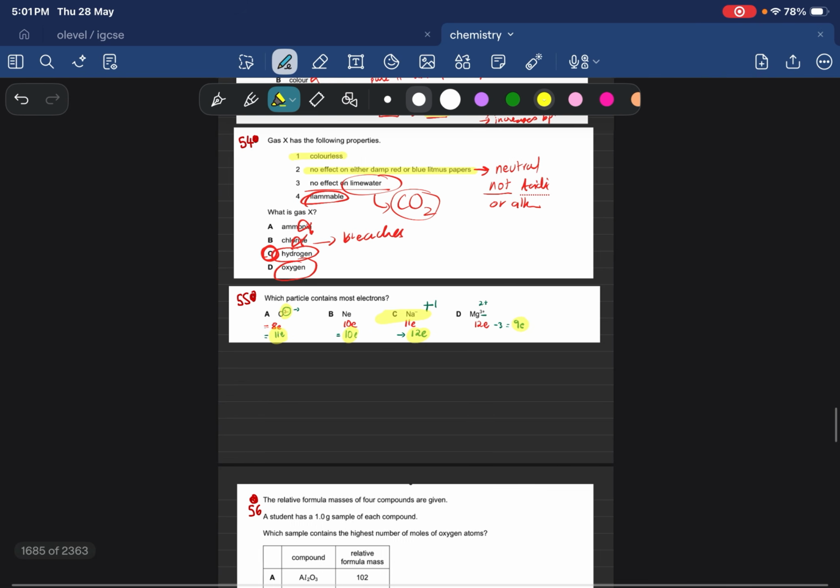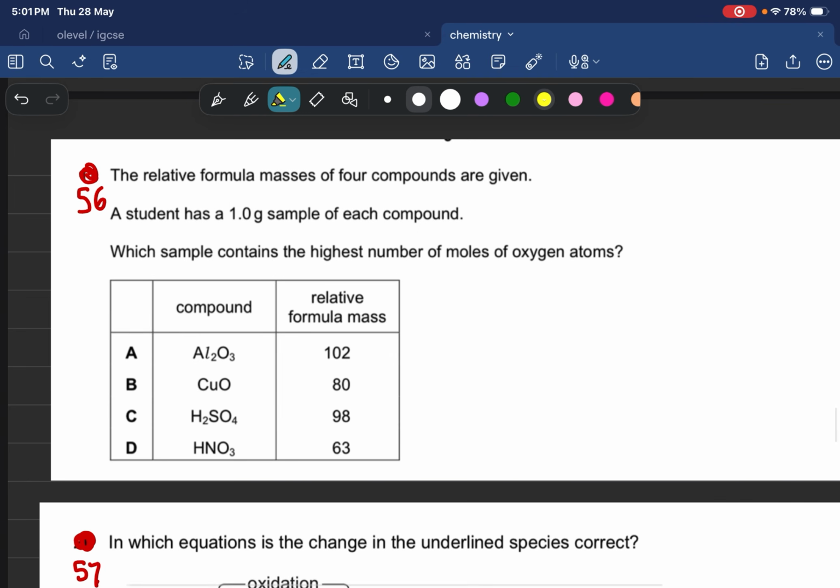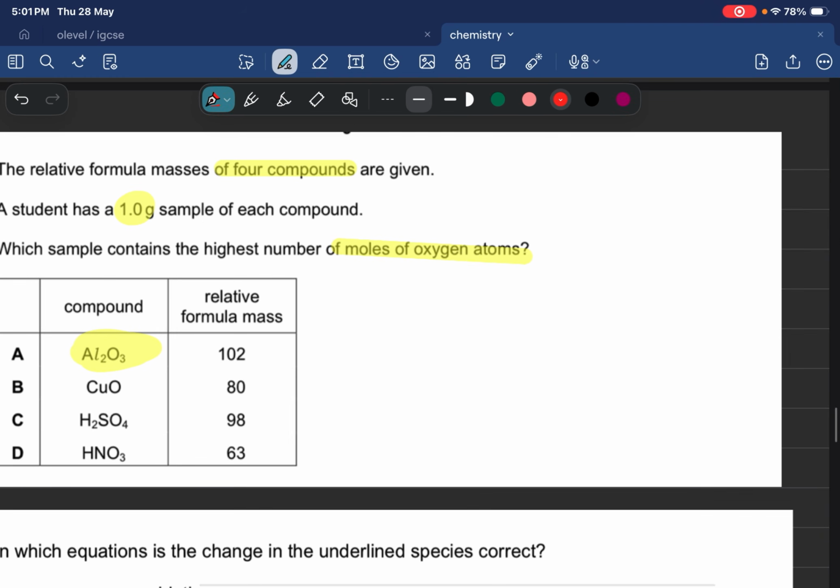Okay, next question. The relative formula masses of 4 compounds are given. A student has a 1 gram sample of each compound. Which sample contains the highest number of moles of oxygen atoms? Oh, great. So first you have to find the number of moles of oxygen atoms in this, and then you have to find it in 1 gram. Okay, let's try to make sense of things. Firstly, let's find the number of moles of oxygen atoms in 1 gram of Al2O3.